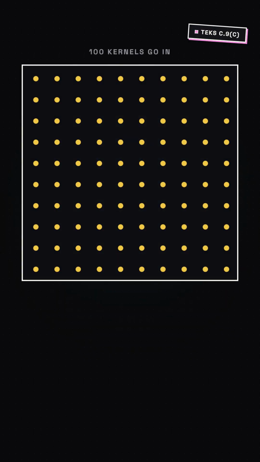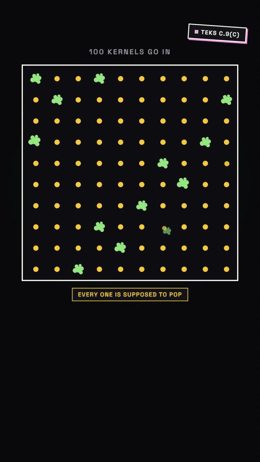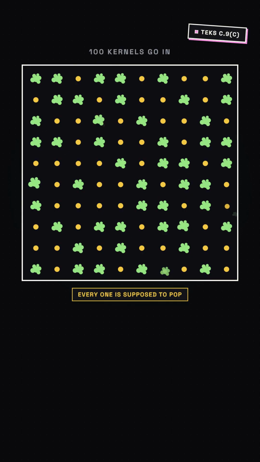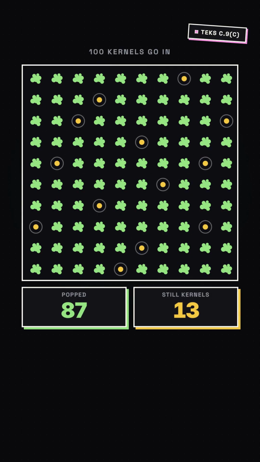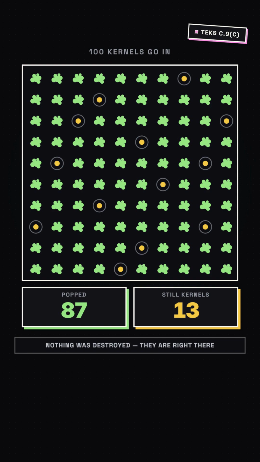Put 100 popcorn kernels in the pot. Every one of them is supposed to pop. So how many do you get? 87. 13 are still sitting at the bottom, unpopped. Nothing was destroyed here. They're right there. You just didn't get what the recipe promised. 87 out of 100 is 87%.